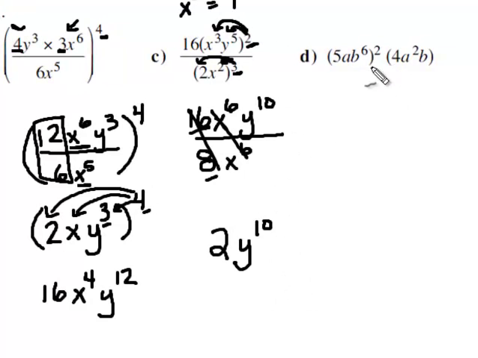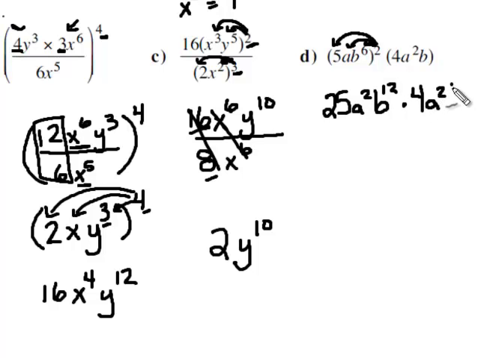And then for the last example, 5ab to the 6th all squared multiplied by 4a squared b. So let's start by applying that squared symbol to everything in the first set of brackets. So 5 squared is 25, a squared b to the 12th times 4a squared b.